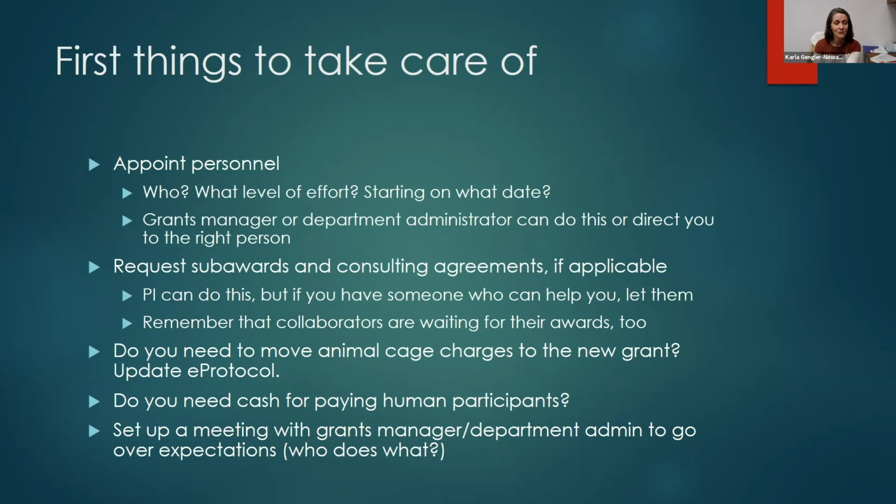If you have animal costs on your grant, make sure you get your cage charges moved over. So you have to update e-protocol. If you're paying human participants, getting petty cash is a long process. Assume that it's going to take 3 to 4 weeks the first time you try to do this. So get it started quickly if you know you're going to need to pay subjects pretty soon.